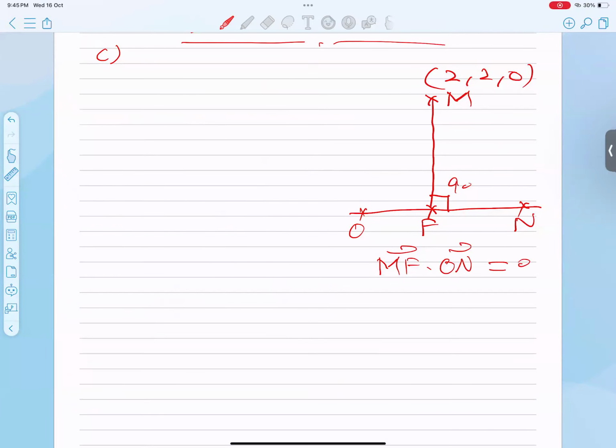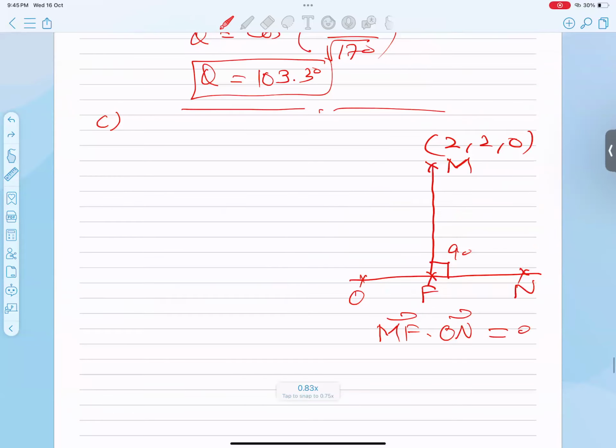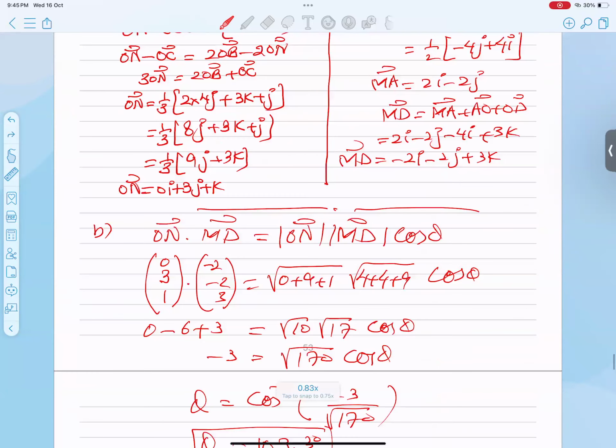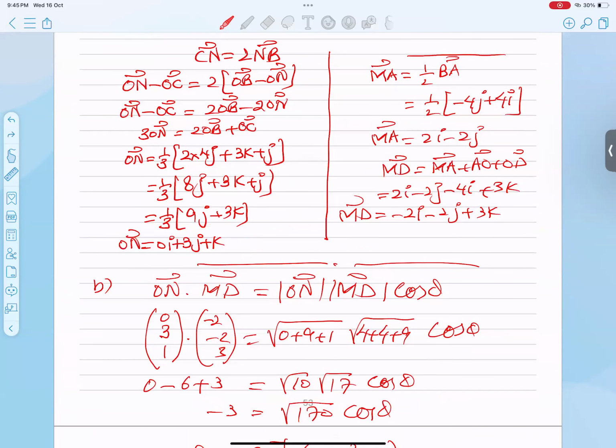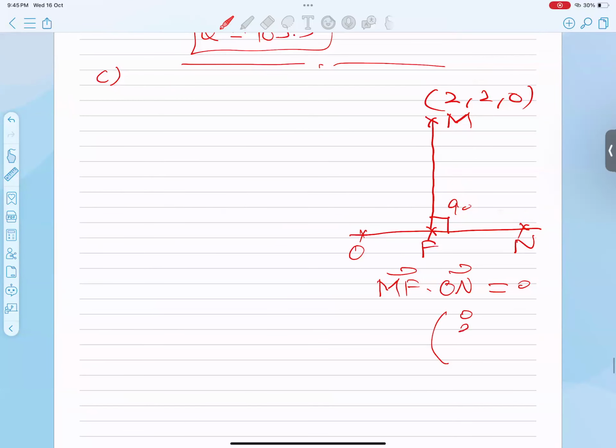So this is clear. Normally we take small b to stand for the line direction. And here ON itself is the line direction, which is available here: 0, 3, 1, 0, 3, 1. So I'm writing here 0, 3, 1.